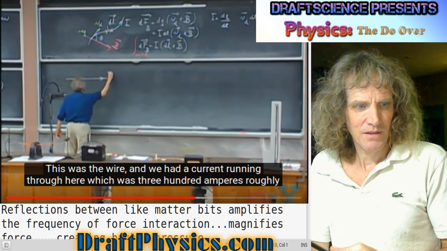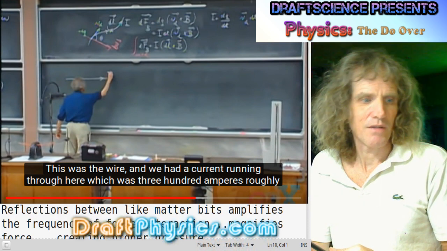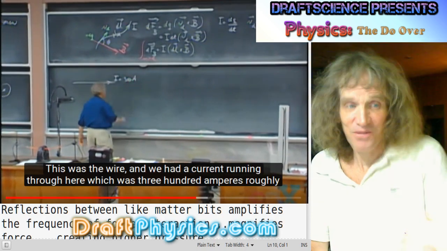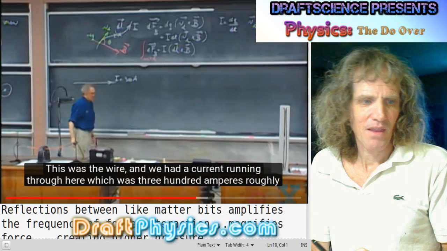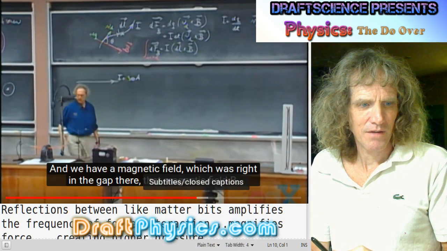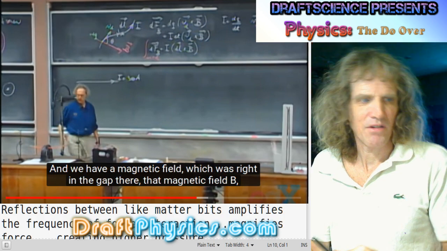And we had this was the wire, and we had a current running through here, which was 300 amperes roughly. I got fooled by the closed captioning. That's funny. And we have a magnetic field. I suppose I can turn that off, right? I can just click this and turn it off. I don't know, it probably helps, right? Yeah, it probably helps. Can't hurt.